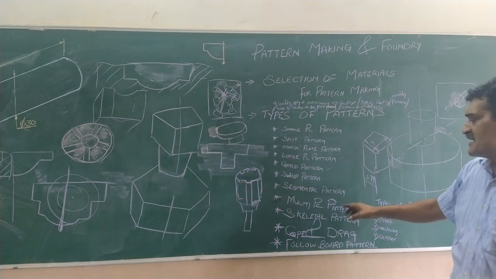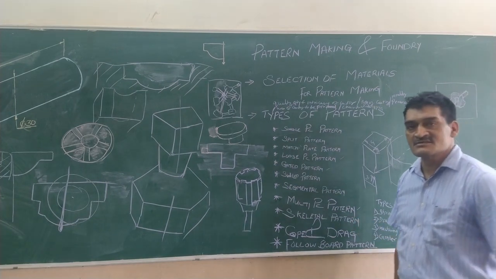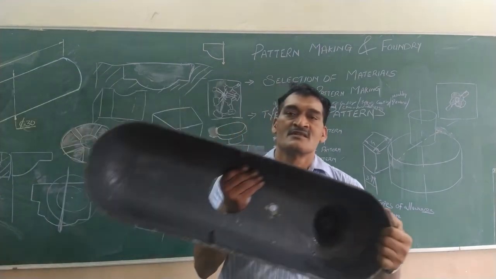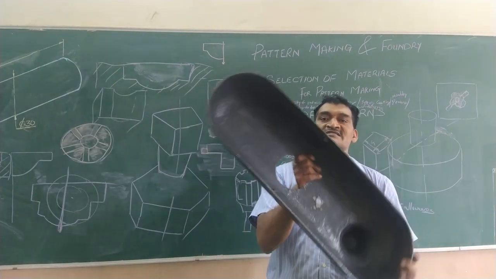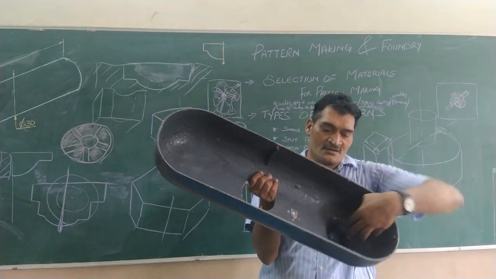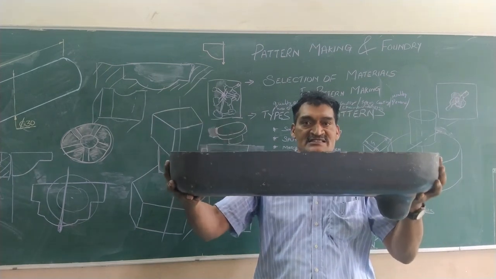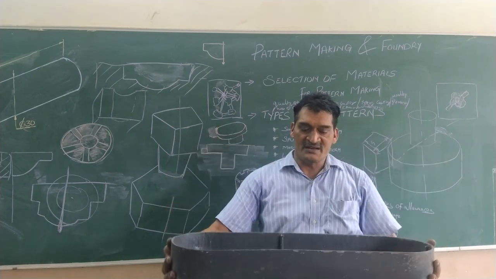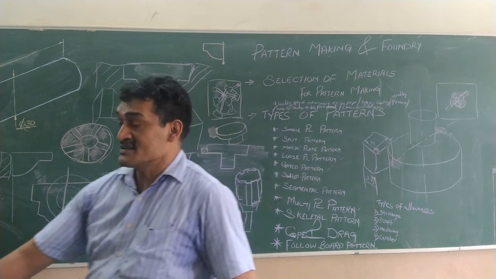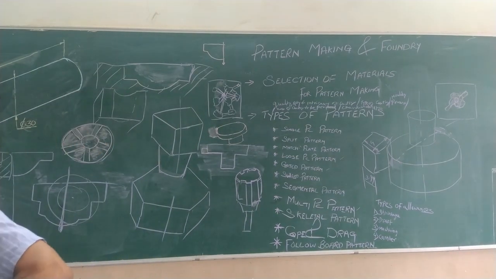Okay, now we shall go to the next. After multi-piece pattern, skeletal pattern. Now we are talking about a skeletal pattern. Let's say this is our casting. As you can see, it is hollow inside. Okay. So now, if we want to prepare a mold for this, we will prepare it in the drag. Okay. What about the top part? The top part, or we will prepare it like this.